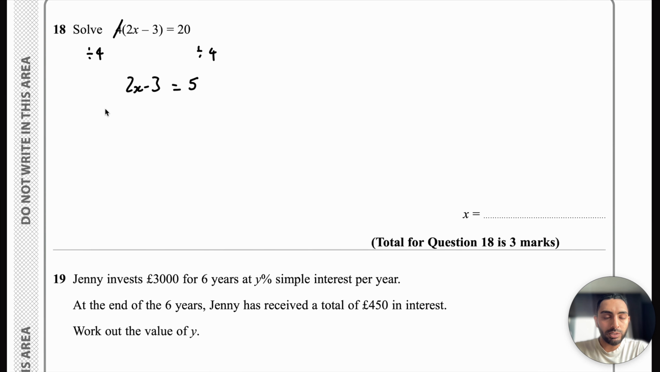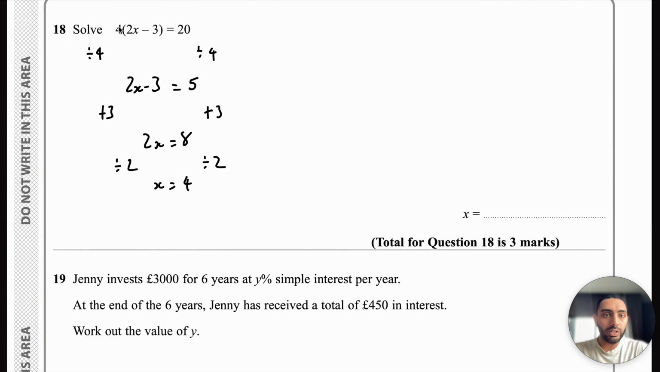Then x is being multiplied by 2 and then we're taking away 3. So we need to do the opposite of taking away 3. We're going to add 3 to both sides. 2x is equal to 5 add 3, which is 8. Dividing by 2 on both sides to get rid of that times by 2. So x would be equal to 4. You could substitute it back in just to check it.